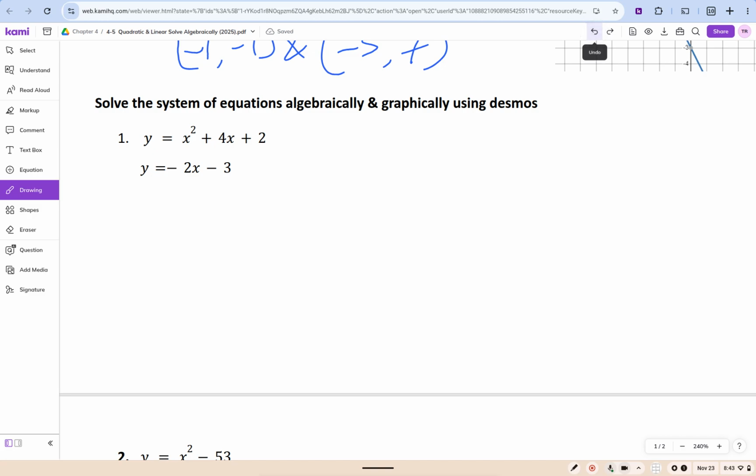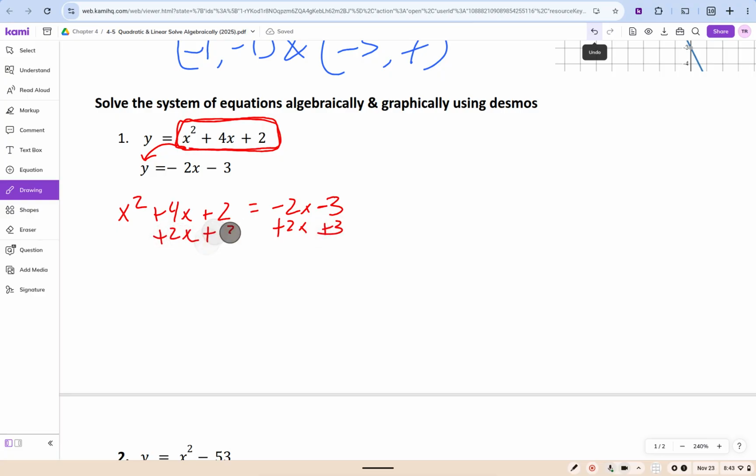Basically, since y equals all this, I'm going to plug it in for y in the other equation. So instead of saying the bottom equation is y equals -2x minus 3, I'm plugging this in right here. So x squared plus 4x plus 2 equals -2x minus 3. And then you solve like we've been doing in class. First step is always to get it equal to 0. So I'm adding 2x, and I'm also adding 3. And so I have x squared plus 6x plus 5 equals 0.